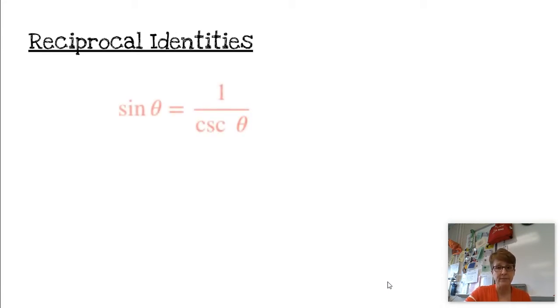So our first set of reciprocal identities deals with sine and cosecant. We already know that sine and cosecant are reciprocals of each other. That means that sine is 1 over cosecant, right? We can just take cosecant and flip it over, and we've got our sine. So if sine is equal to 1 over cosecant, then cosecant is equal to 1 over sine. They're reciprocals of each other. So as we go working through these problems, anytime I see a cosecant in a problem, I know that's equivalent to 1 over sine. And maybe I'll make that substitution to help me simplify the expression.